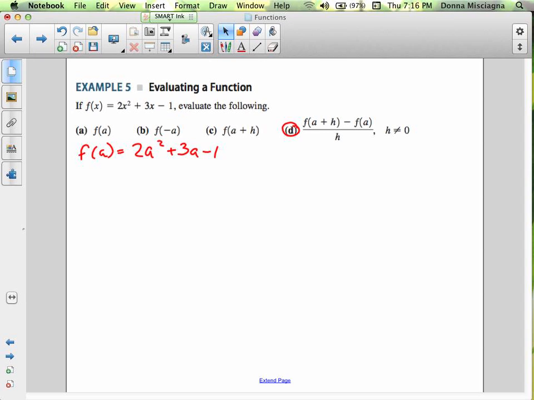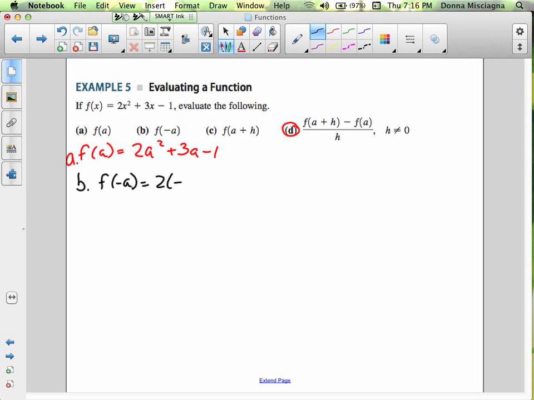Let's try b. So b is f of negative a. So that would be 2 times negative a squared plus 3 times negative a minus 1. We should simplify that. All right, so if we square a negative a, it's going to be positive. So this is going to be 2a squared. We're going to have now negative 3a minus 1.